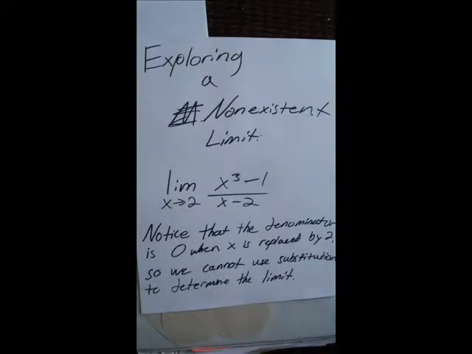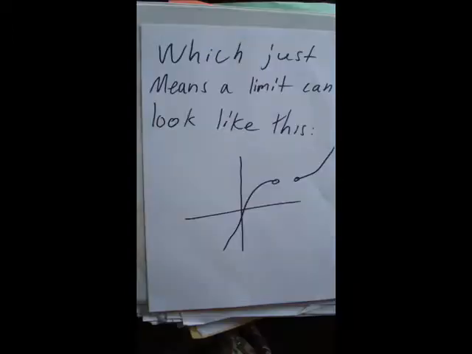Also, along the same lines, we're going to explore a non-existent limit. As you can see from the equation here, it is the limit as x approaches 2 of x cubed minus 1 over x minus 2. If we were to plug in that 2 there, it would not work because we would be dividing by 0, and math does not like us when we do that, so we can't do that. Which means that if we graph this thing, it's going to look something like this, or that.